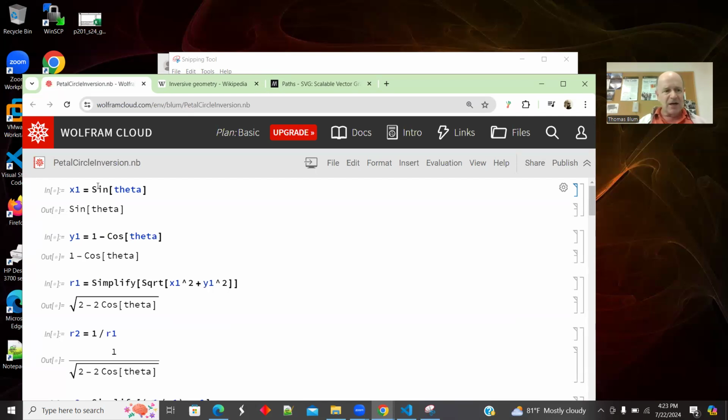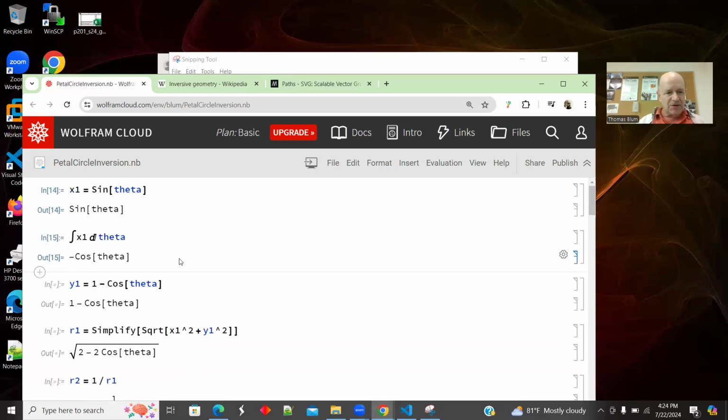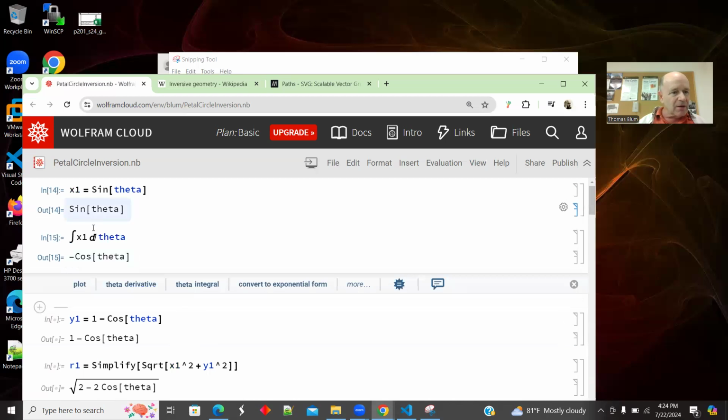And I want to get a radius, and so that's x squared plus y squared. When I square this, I'm going to have sine squared, and among other things, I'm going to have cosine squared, and then there's a trig identity. So I said the radius was the square root of x squared plus y squared, and I asked it to be simplified. So it's just doing a bit of trig for me.